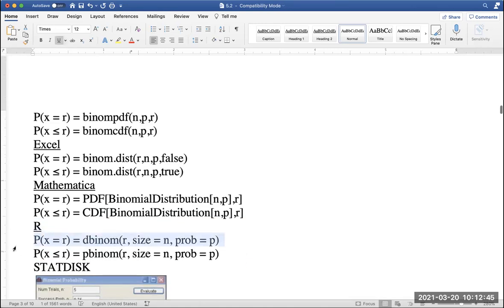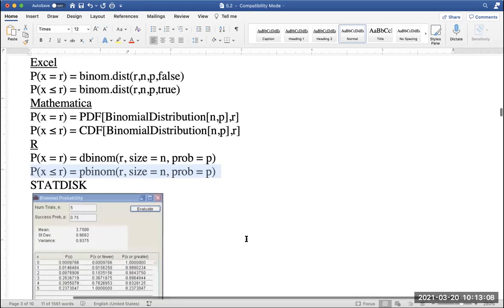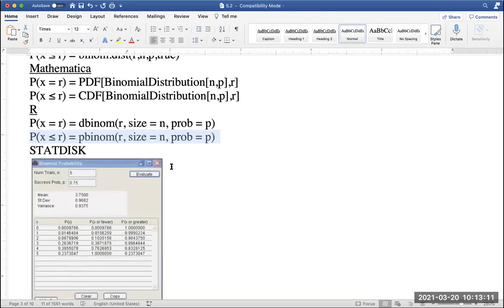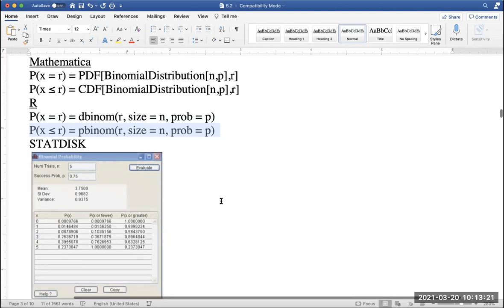For the probability X is equal to r, you use dbinom(r, size = n, prob = p). For the probability X is less than or equal to r, use pbinom(r, size = n, prob = p). And for stat tests, you would use the binomial distribution, and you plug in the probability of success and number of trials.